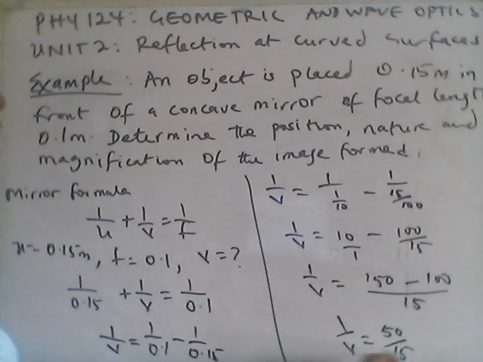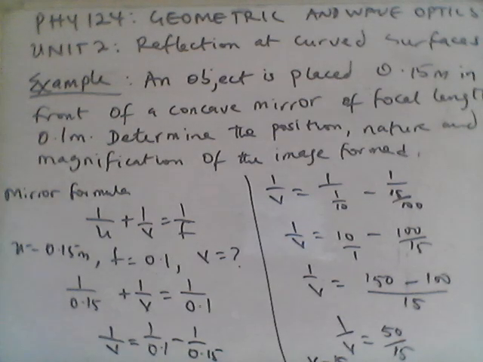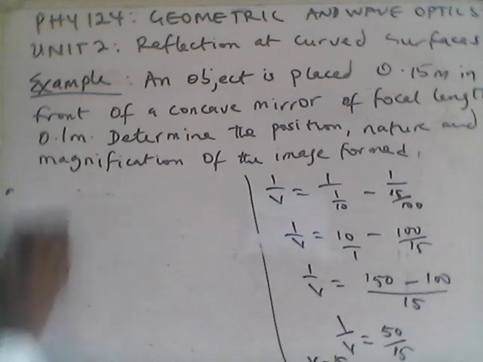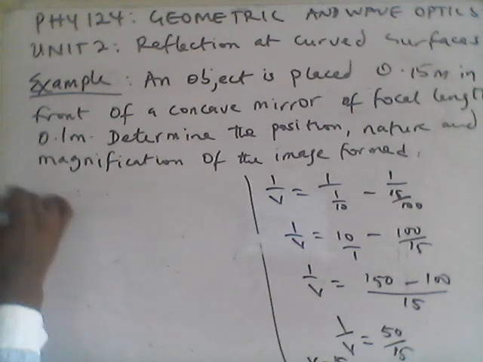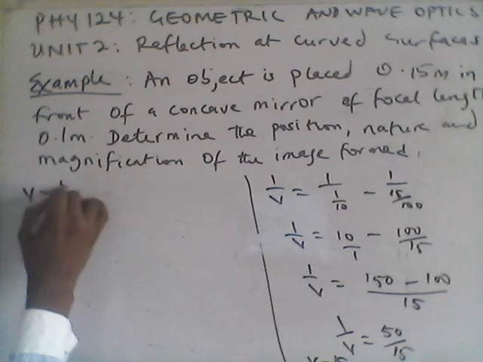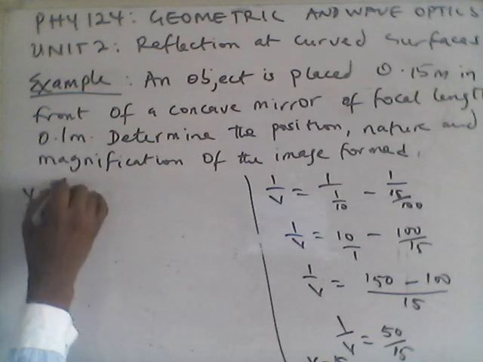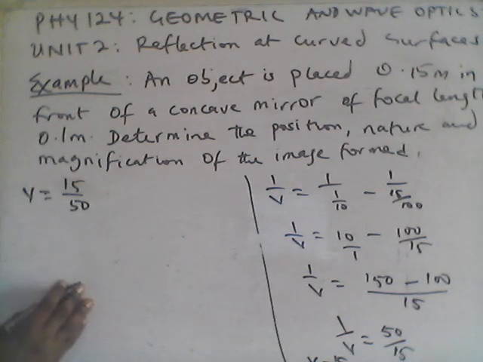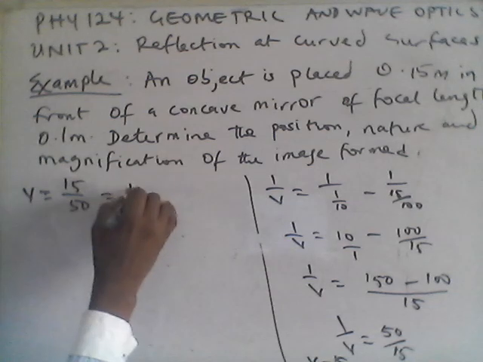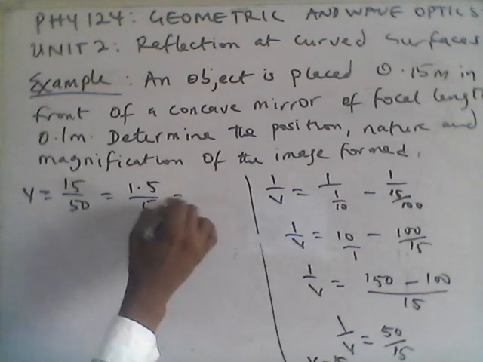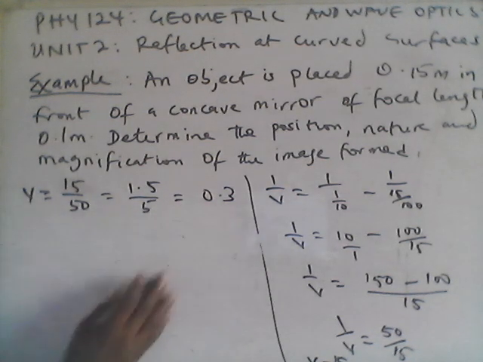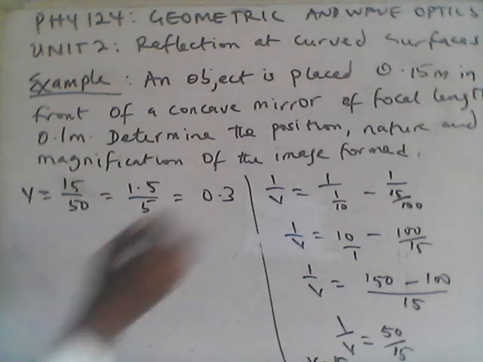So 1 over V is 50 over 15, and V is equal to 15 over 50. Okay, so let me wrap up here. 15 over 50 is the same thing as 1.5 over 5, and the same thing as 0.3. So V is 0.3 meters.